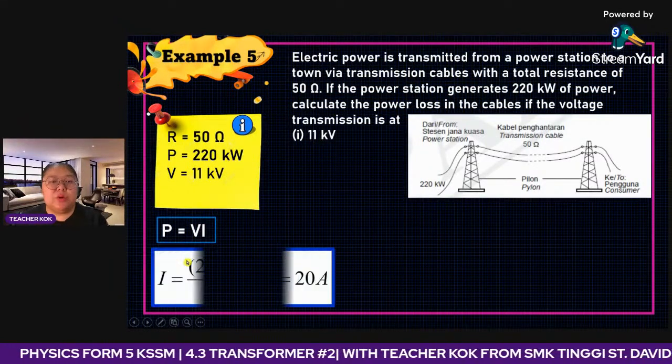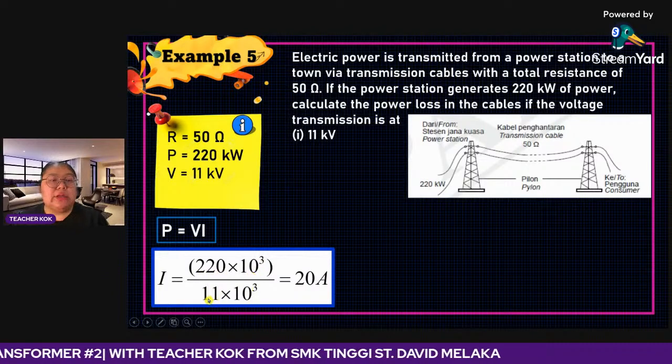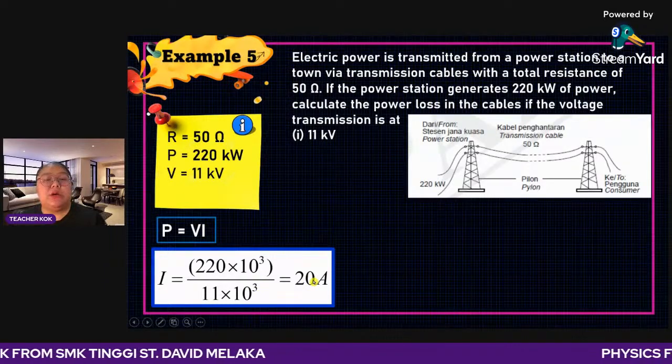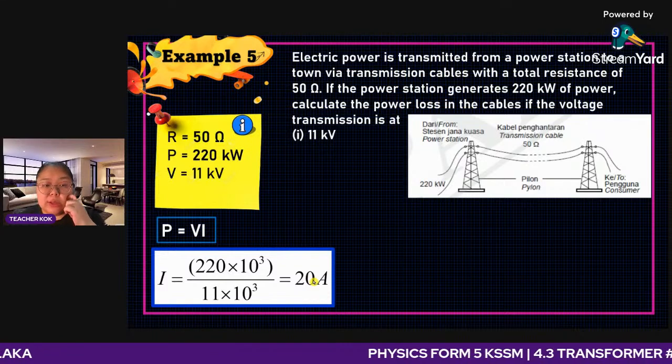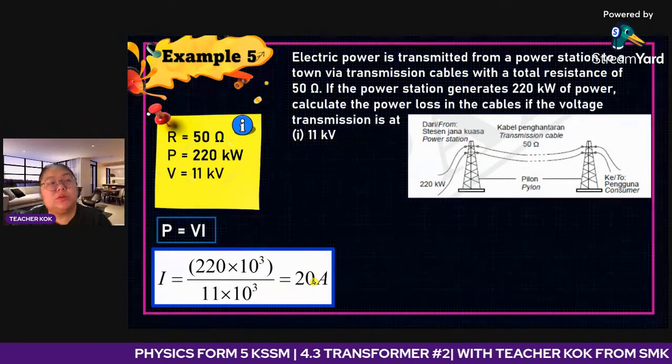P equals VI, so we use the formula. 220 kilo, and 11 also kilo. Then we find 20 ampere. This one is 20 ampere. So help me to check, is it correct or not? Is it 20 ampere or not? After that, you give me the answer for power loss.